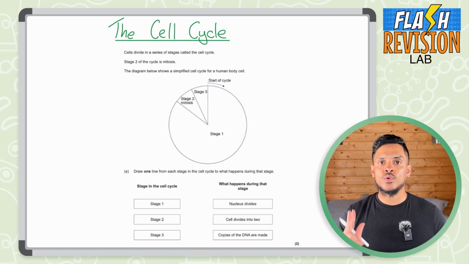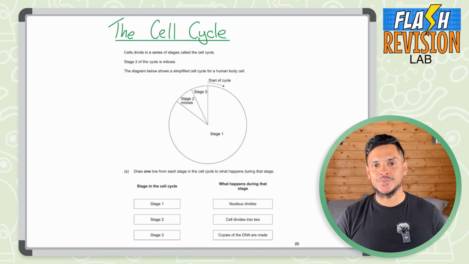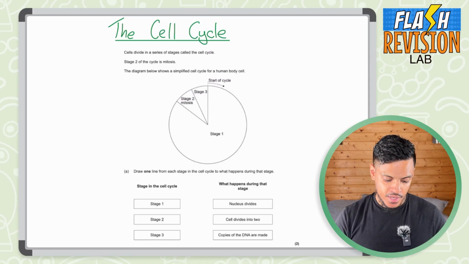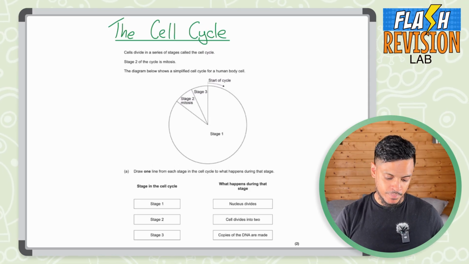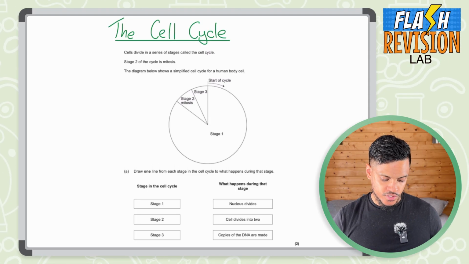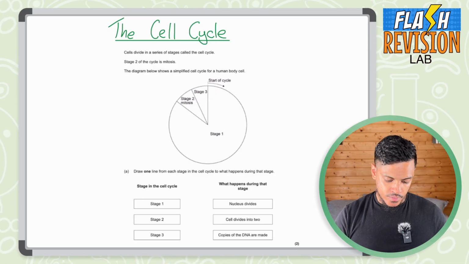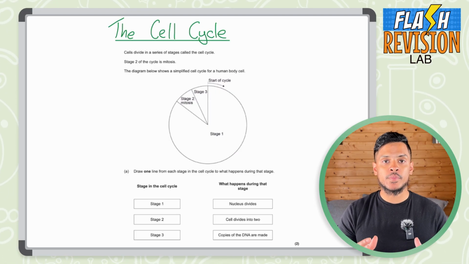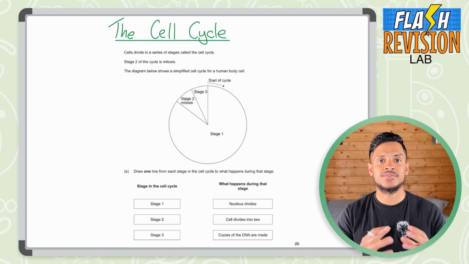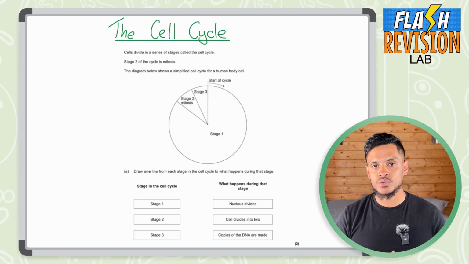Do you know all 3 stages of the cell cycle? So here we have an exam question where we have all 3 stages on a pie chart. And it asks us to identify what each stage does. So stage 1, what happens? So remember, mitosis is when a cell divides into 2 new daughter cells.